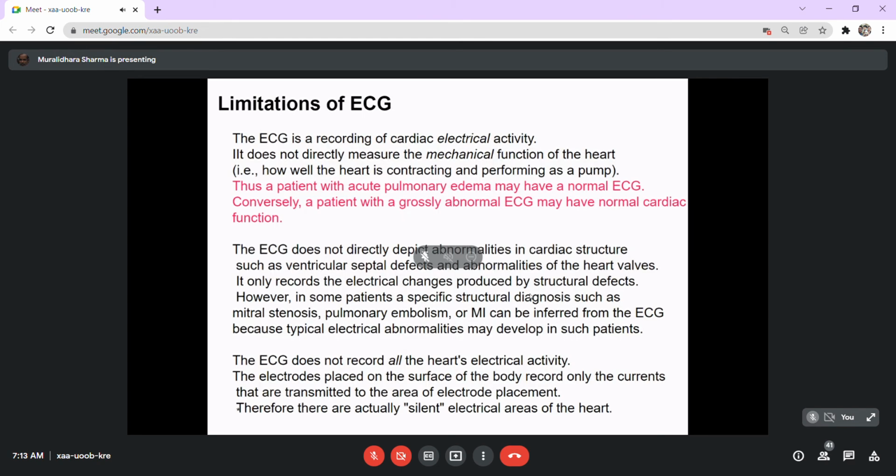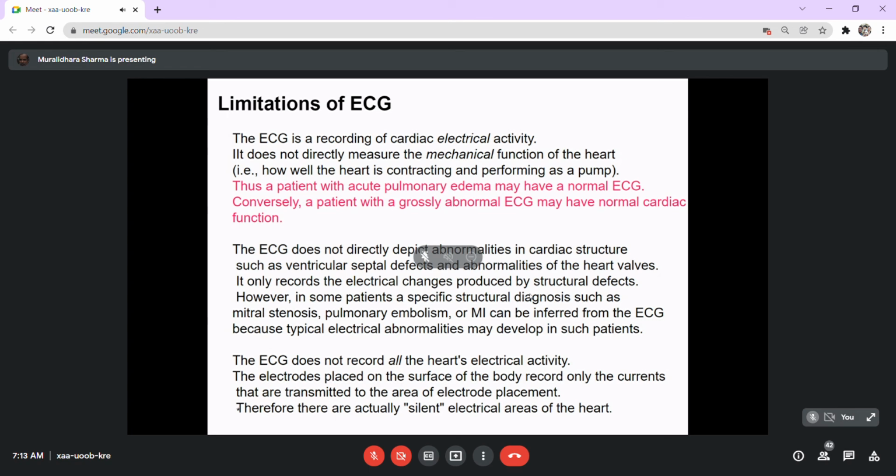With this, we can conclude the ECG class. Before concluding the ECG class, the important thing is that the limitations of the ECG should never be forgotten. ECG is only recording the electrical activity. It doesn't really measure the mechanical function of the heart. You cannot make out whether the heart is really pumping properly or not by the ECG, and hence it's always important that the final decision is taken by clinical assessment, total history taking, and a proper auscultation. These will always be the real key for clinical success rather than the ECG.